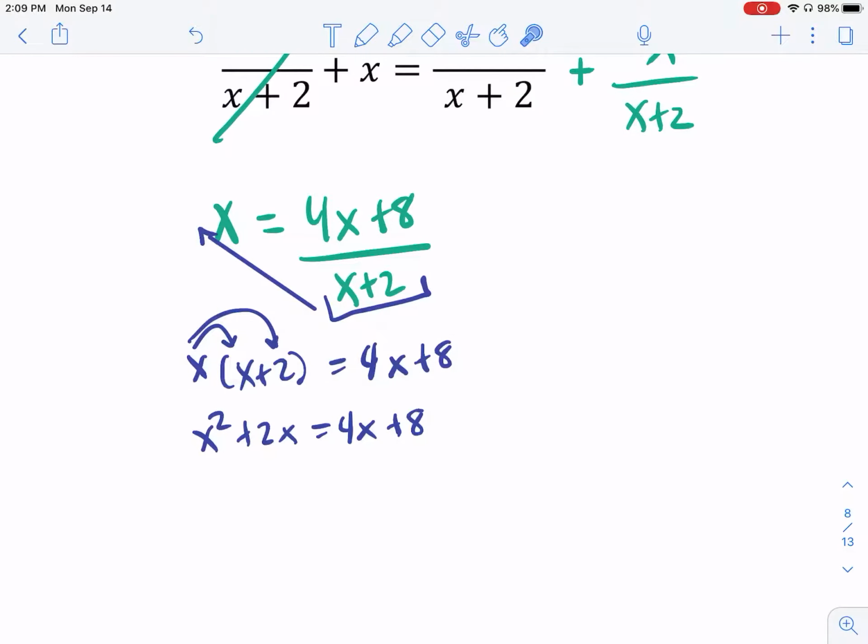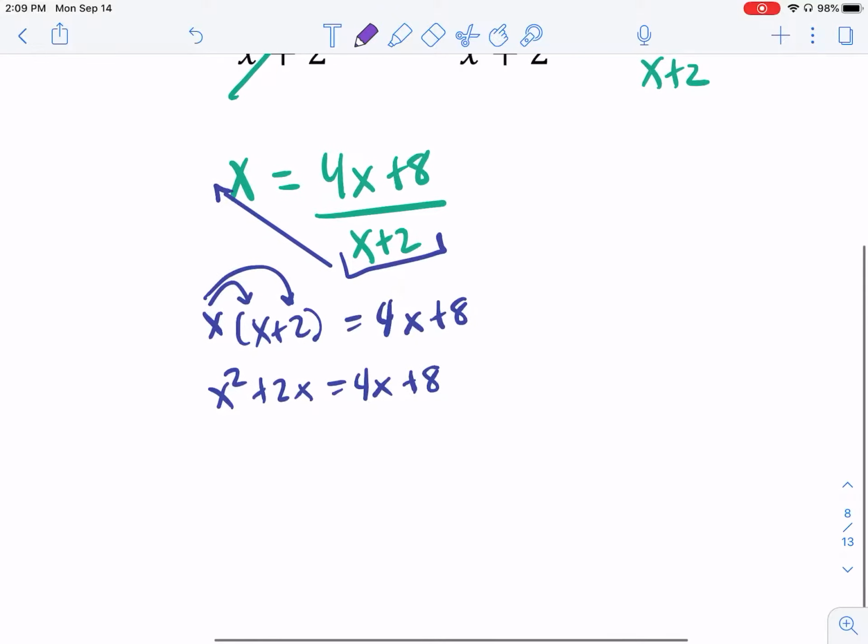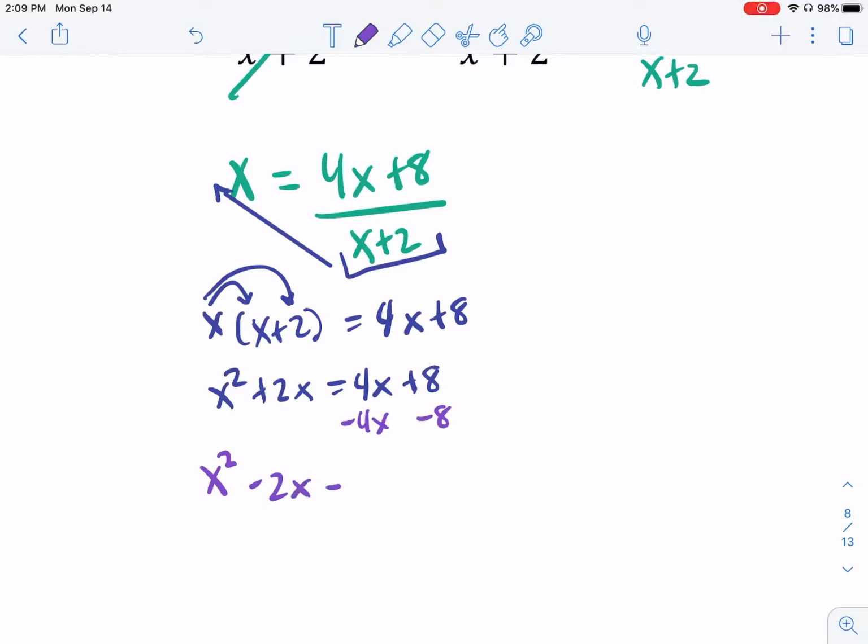In the solving phase, I immediately notice that I have this squared. So that is that reminder we talked about, that if your degree is 2 or higher, you need to move everything to one side and then factor to solve. So moving everything to one side, I'm going to move my 4x and my 8 over. That gives me x squared, 2x minus 4x gives me negative 2x. The negative 8 didn't go in with anything. We're good to go.